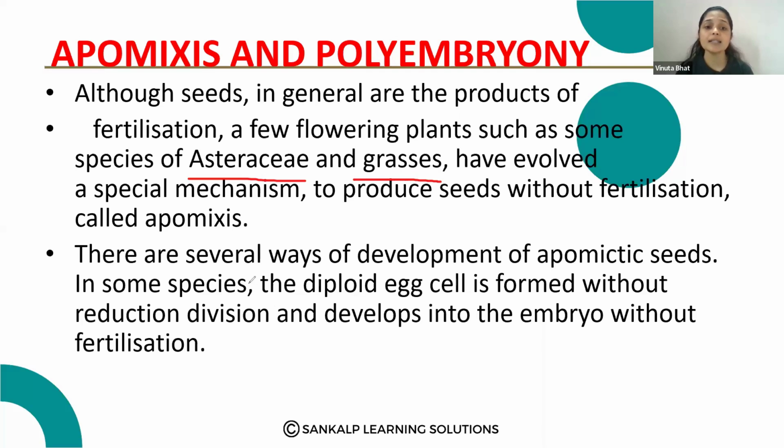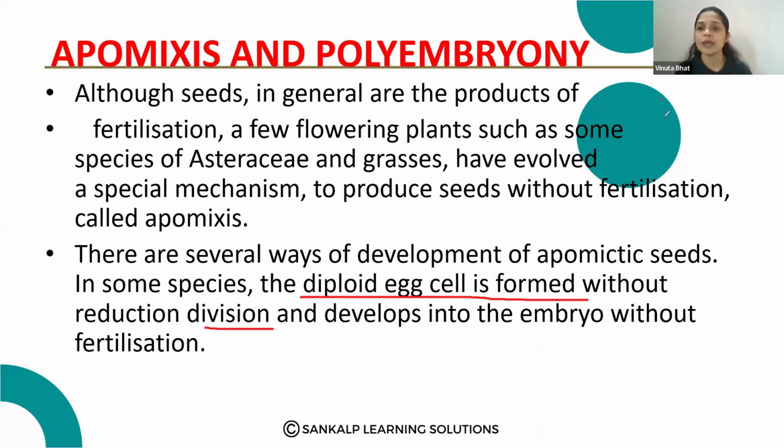Okay, so there are several ways of development of the apomictic seeds. In some species, the diploid egg cell is formed without reduction division and develops into the embryo without fertilization. But how are these apomictic seeds developed? There are different ways. The first one: in some species, the diploid egg cell is formed without reduction division.